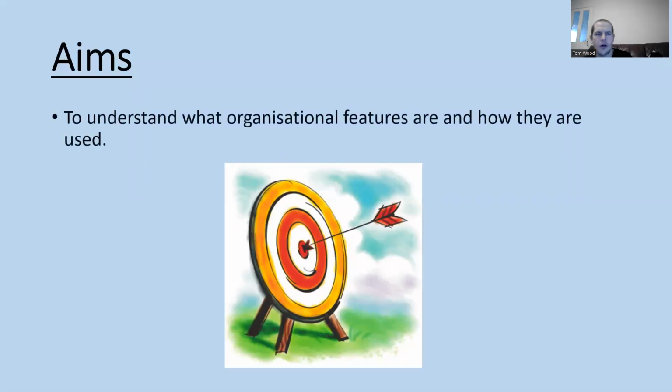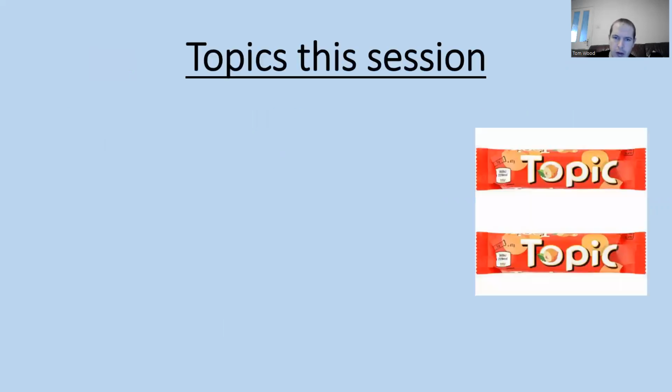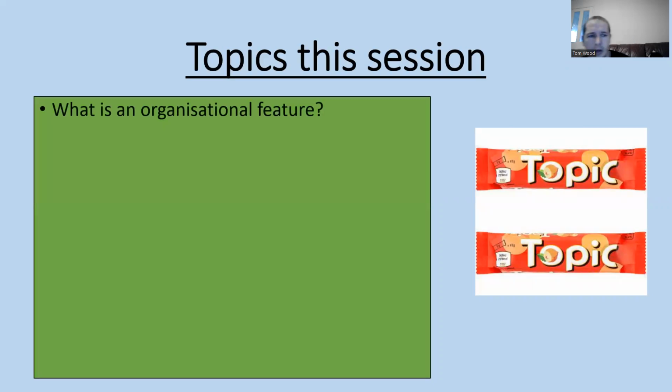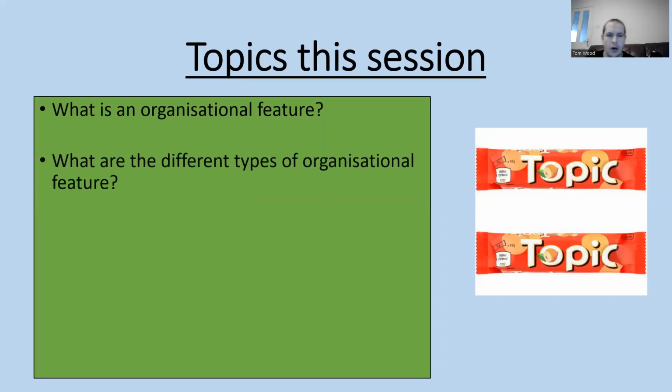Okay, so our first main topic then, we are going to be looking at organizational features, what they are and how they are used. So the topics of this session then are to look at what an organizational feature is. We're then going to look at the different types of organizational features, and this is really the main thing that we need for functional skills level 1 and level 2, is just to be able to identify what an organizational feature is and state where it is.